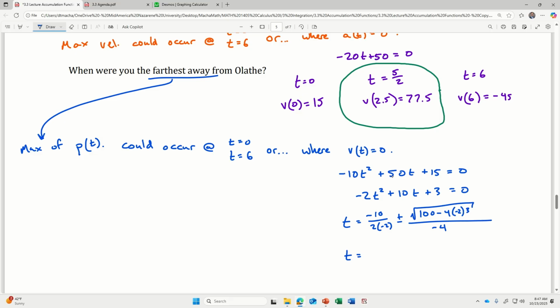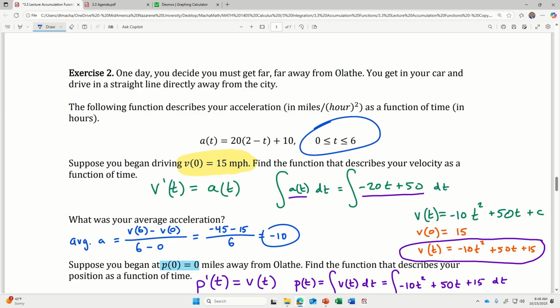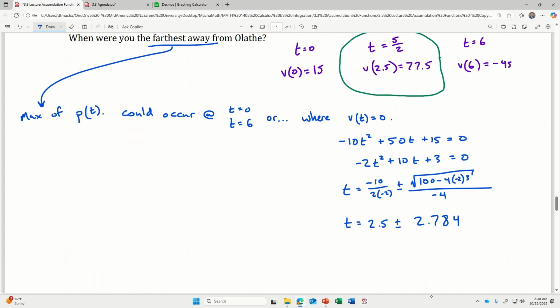So negative 10 divided by negative 4 is 2.5. Then we've got the square root of 100 plus 3 times 8 plus 24. Square root of 124 divided by 4. So 2.5 plus or minus 2.784. And obviously I don't care about times below 0 because of this in my problem statement. But I would care about the 2.5 plus that number.